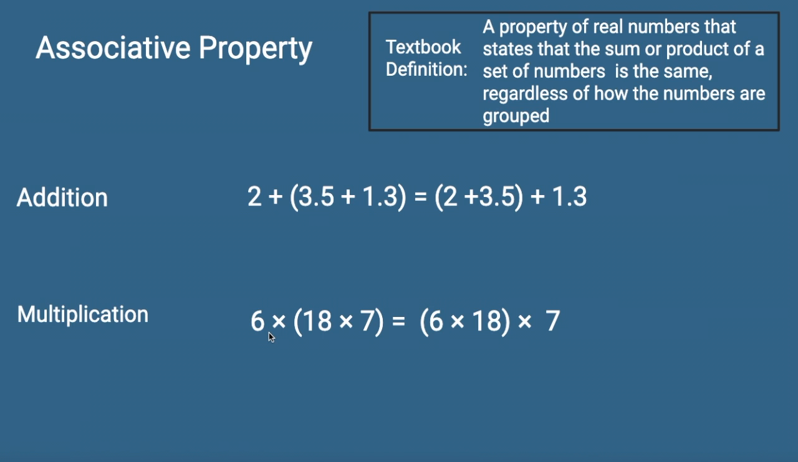And then it's going to work the same exact way for multiplication. 6 times 18 times 7 is going to be the same exact thing, because they're all going to be multiplied at the end. So it doesn't matter how you group them. That's basically what the associative property is. You can remember it because we associate these numbers together and we associate those. When everything's being added and when everything's being multiplied, it doesn't matter how you associate them. That's what this property is about.